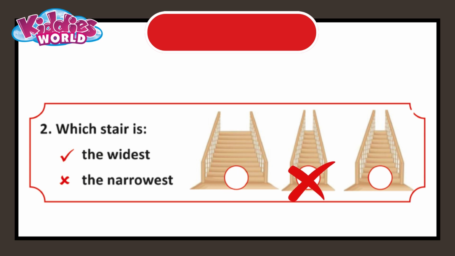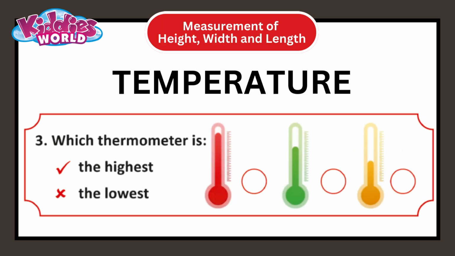Next, let's measure temperature. Look at these thermometers. Which thermometer shows the highest temperature? That's right, the one with the red liquid at the top. And which thermometer shows the lowest temperature? Yes, the yellow thermometer with the liquid at the bottom shows the lowest temperature.